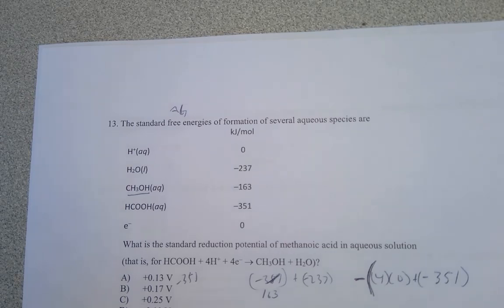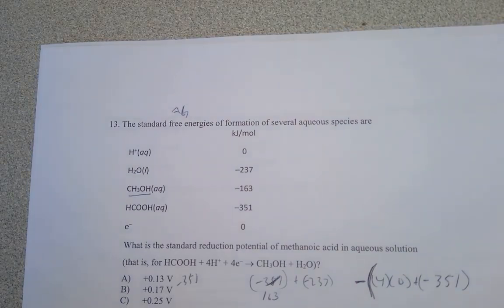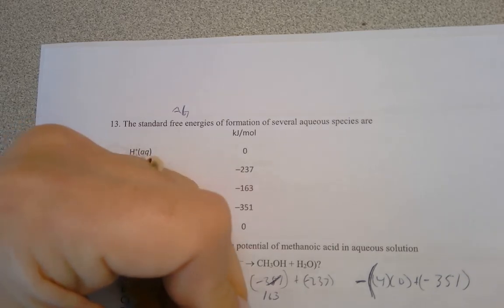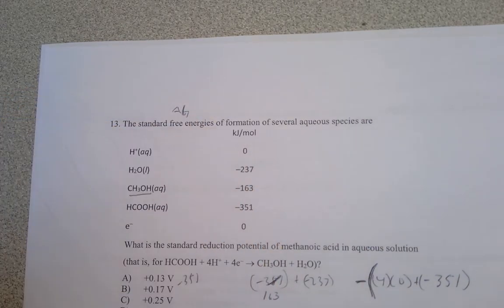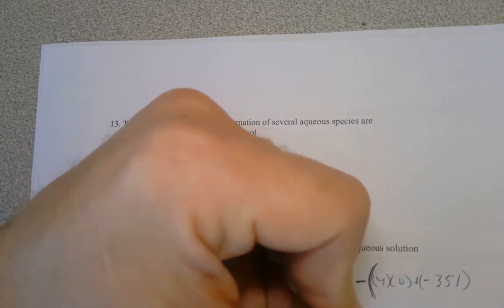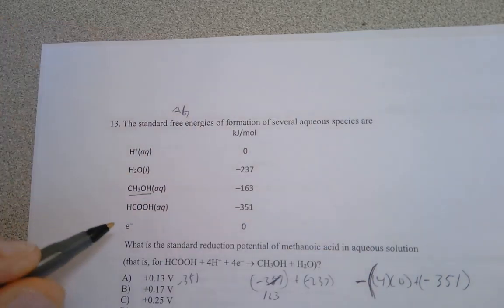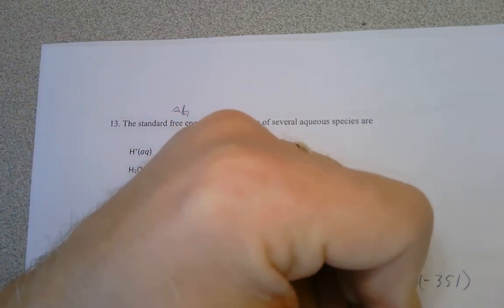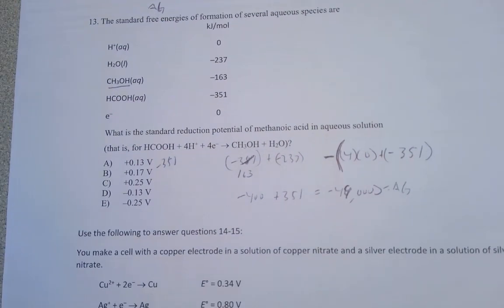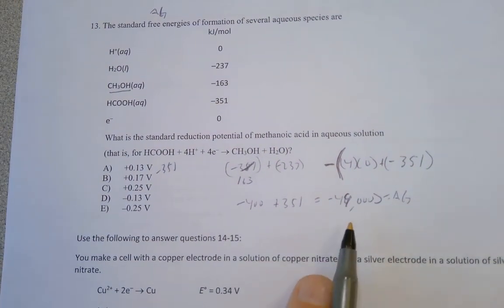So my delta G for this thing is going to be negative 163 minus 237. So that's a negative 400 for my products. Minus this, that's plus 351. So plus 351, so that's going to be 49. So it's a negative 49 kilojoules, right? So negative 49,000 joules is my delta G. Oh, you can't see where I'm writing there. My delta G is negative 49,000 joules.